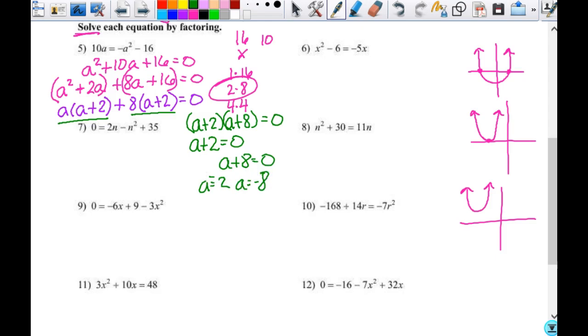Which means, and clearly I did not give you nearly enough room to write on all this, a is equal to negative 2, negative 8. Okay, that's your set of answers. Or if you leave it as a equals negative 2, a equals negative 8, that's fine. I'm not worried about set notation and all that kind of stuff right now. It's more about, you've got to be able to factor it. That was on that segments paper.